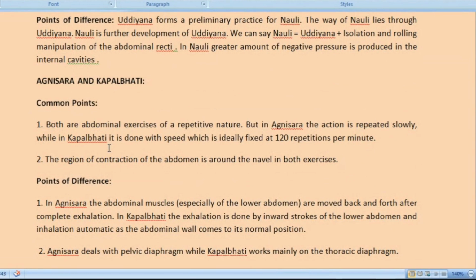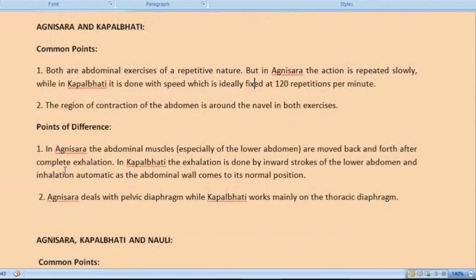Now, there are common points and points of difference between Agnisar and Kapalbhati. So both are abdominal exercises of repetitive nature, but in Agnisar the action is repeated slowly, while in Kapalbhati it is done with a speed which is ideally fixed at 120 repetitions per minute. Point out, 120 repetitions per minute. The second point, the region of contraction of the abdomen is around the navel in both exercises.